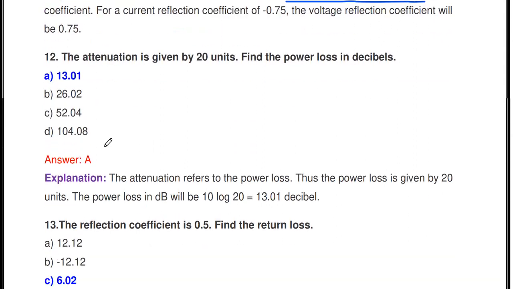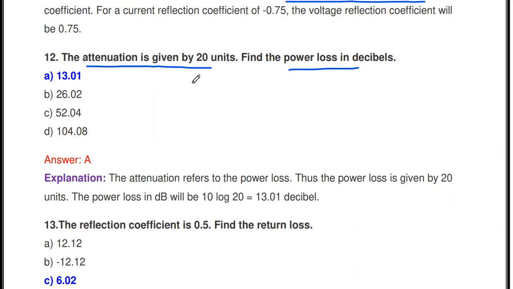Okay. Then the next question, the attenuation is given by 20 units. Find the power loss in decibel. So attenuation means the degradation in the signal strength. It is said to be the attenuation. So the attenuation refers to the power loss. Okay. Attenuation is nothing but a power loss. So here the question is, find the power loss in dB.